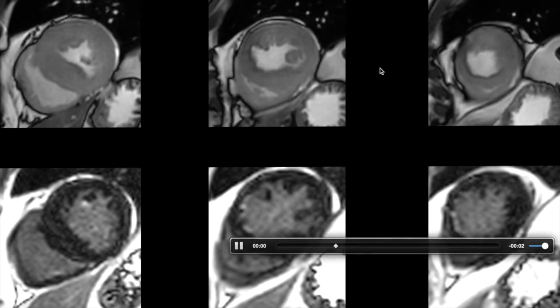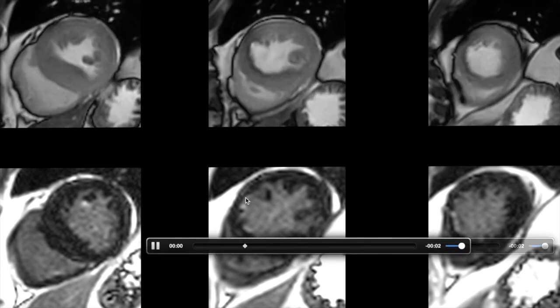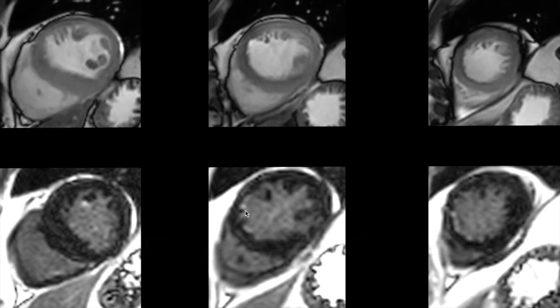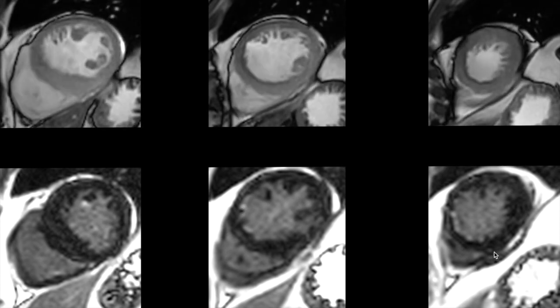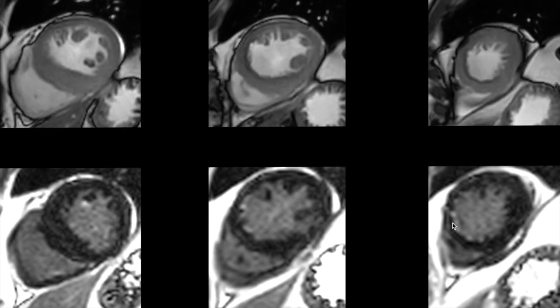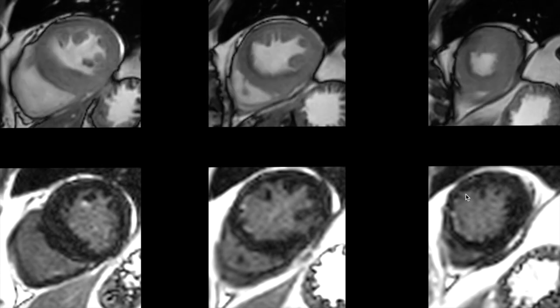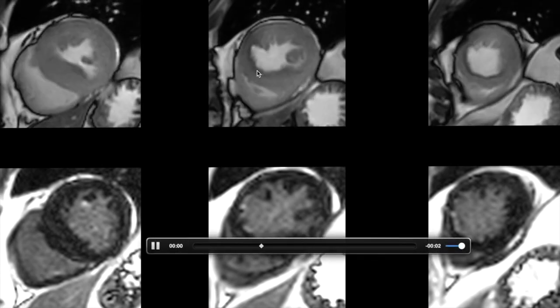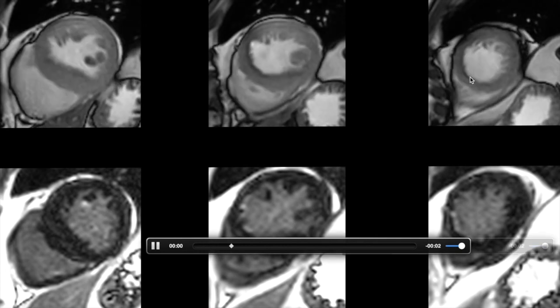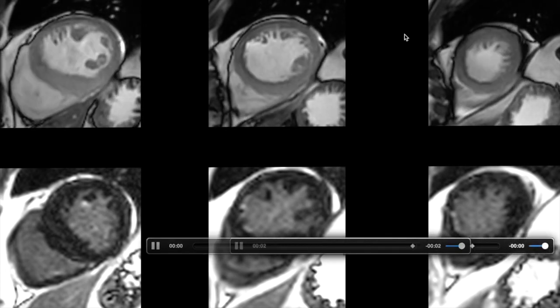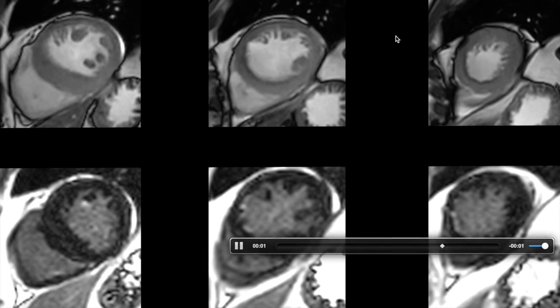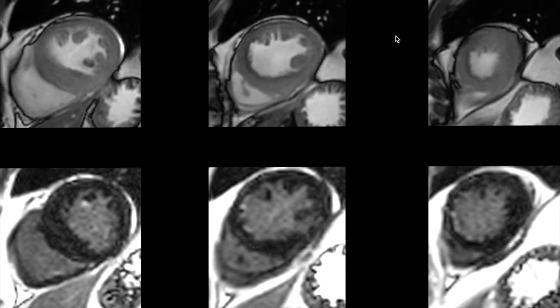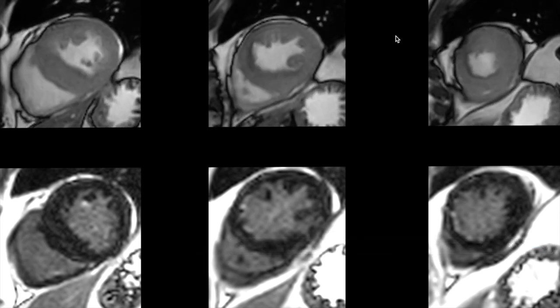What we can see are areas of subendocardial infarction along the anteroseptal segment, apical septum, and to some extent in the anterior segment. The same areas demonstrate hypokinesis, otherwise the wall motion is preserved. So if we were just assessing the viability, we would have said all the segments are viable.